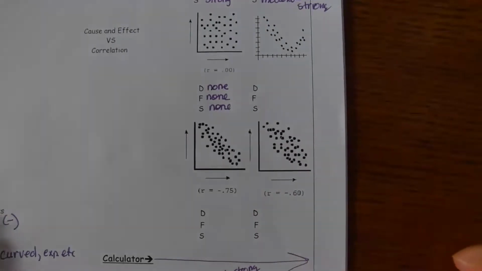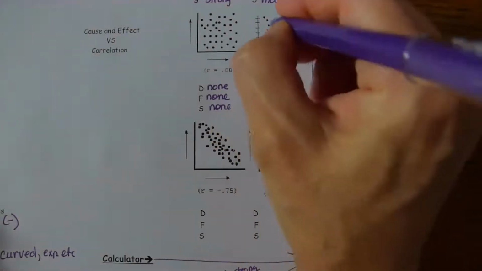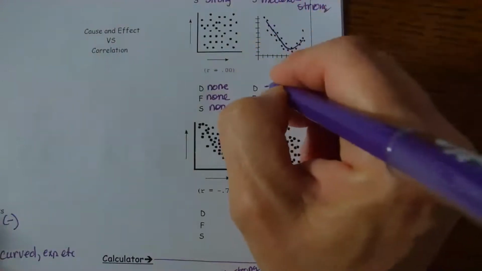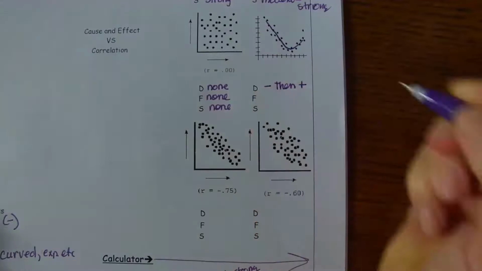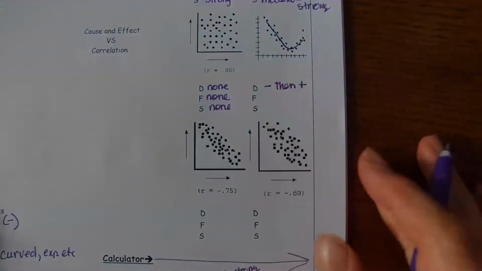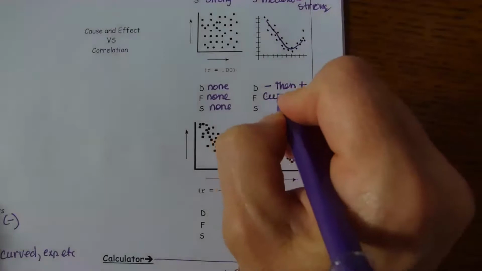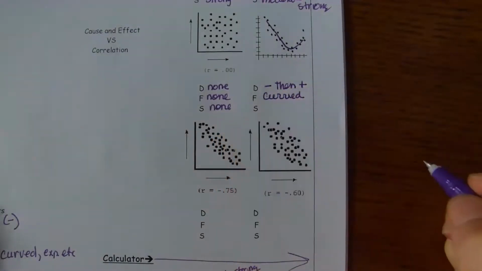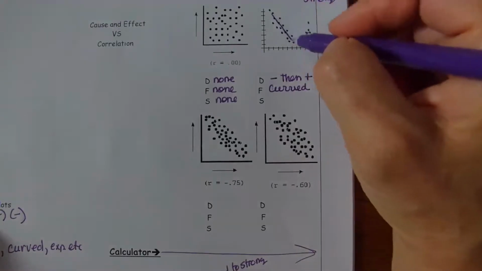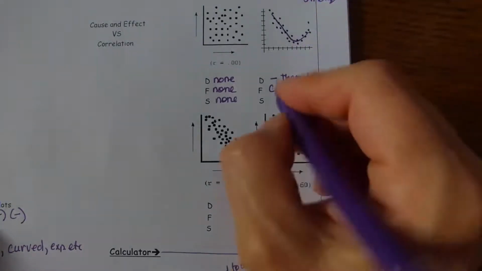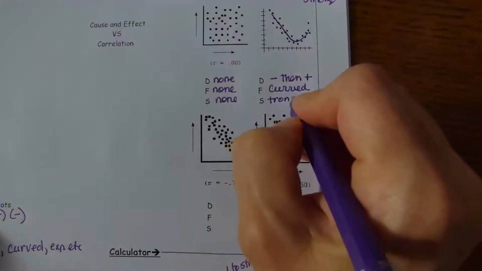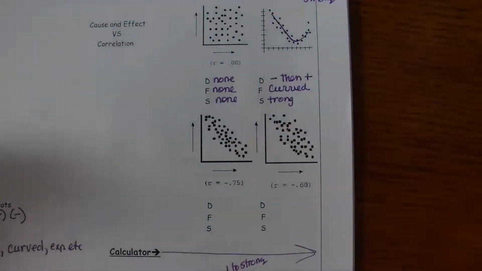What direction? Well, it's negative then positive, right? So this is not linear, is it? It's curved. Is it a strong relationship? Are they tight together? Your dots are close, so it's strong, right? But it's not linear. That's why we don't have an R value. This R value would probably be 0. It's curved, sorry, it's not linear.